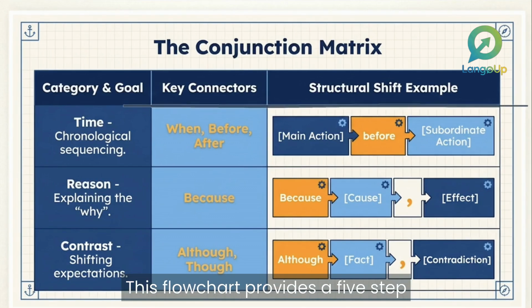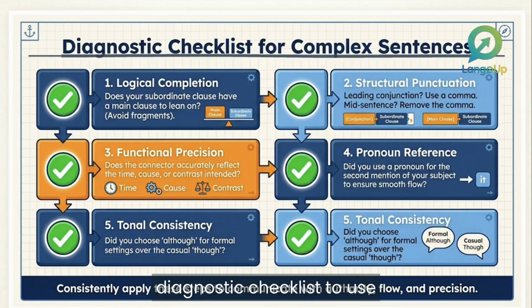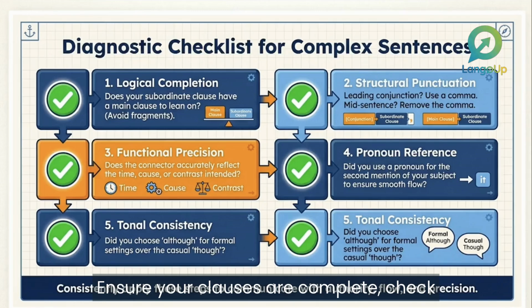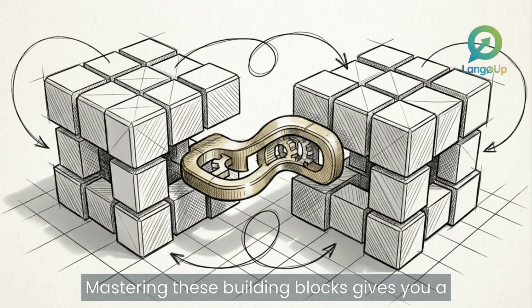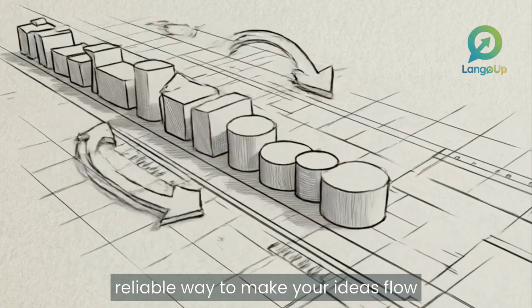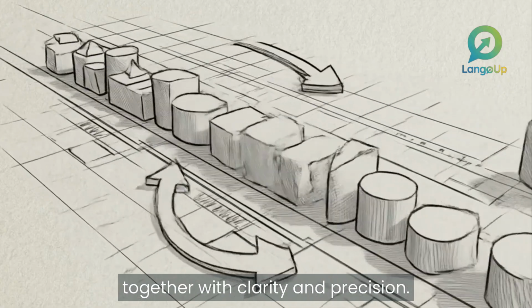This flowchart provides a 5-step diagnostic checklist to use before finalizing your work. Ensure your clauses are complete, check your punctuation, confirm your connector choice, check your pronouns, and match your tone. Complex sentences are simply two ideas joined by the right word. Mastering these building blocks gives you a reliable way to make your ideas flow together with clarity and precision.